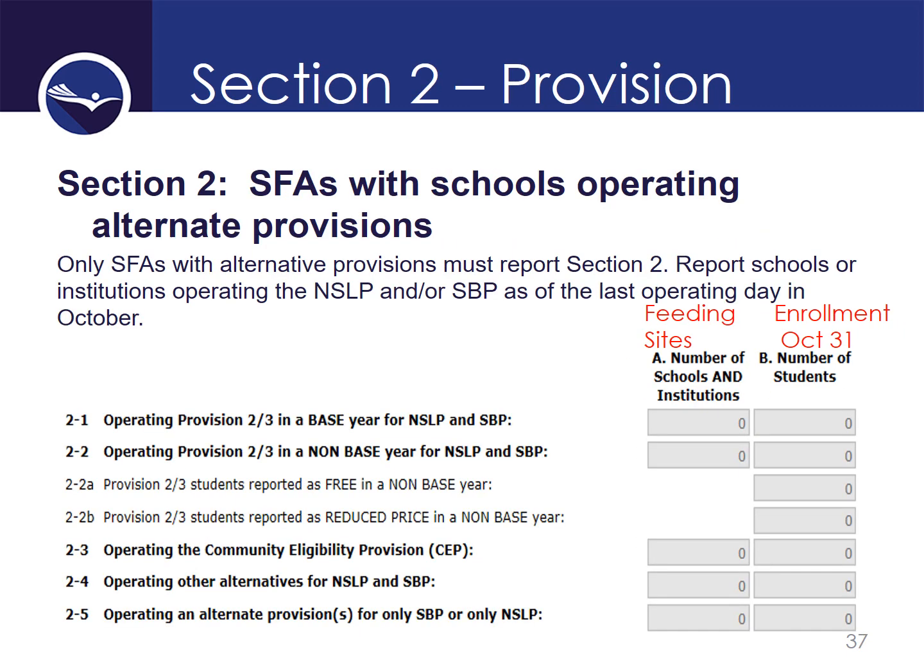Section 2 is to be completed by schools operating alternate provisions. In Nebraska, this would be schools participating in Provision 2 or the Community Eligibility Provision, CEP. Lines 2-1 through 2-B apply to schools operating Provision 2 for both breakfast and lunch. Which lines to complete depends on whether it is a base or a non-base year for these schools. CEP schools must complete line 2-3. If the school operates Provision 2 for breakfast only, complete line 2-5.